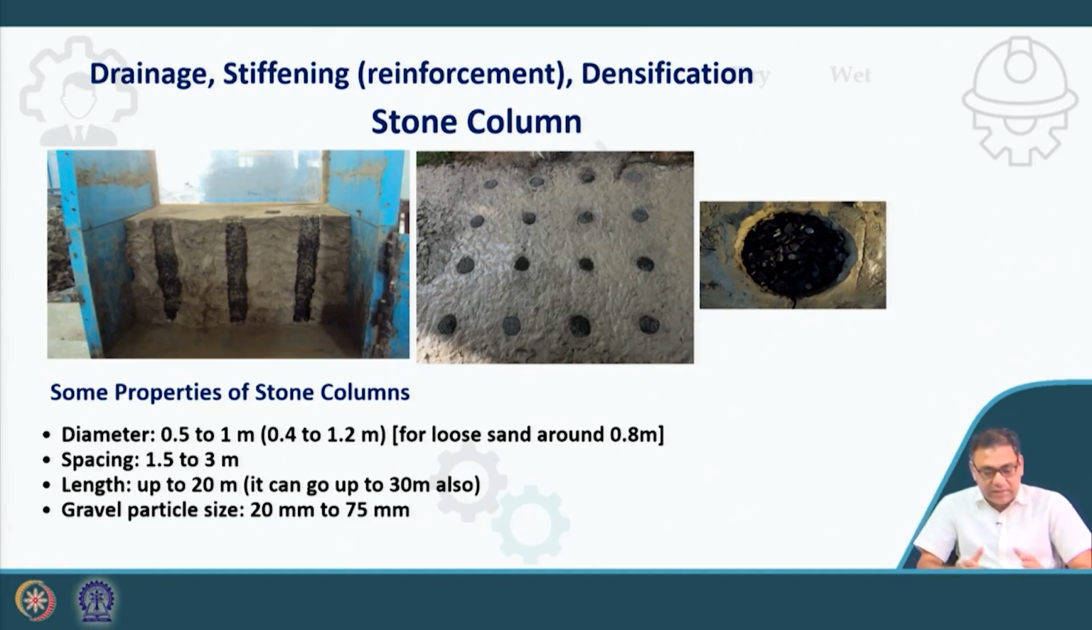This range of 0.5 to 1 depends on the type of soil. For loose sand it is around 0.8 meter. The spacing is generally 1.5 meter to 3 meter, so this is the grid spacing. The length can go up to 20 meter, but in some cases up to 30 meter depending upon its use. Now, particle size: these stones are inserted into the ground, and the gravel particle size is 20 mm to 75 mm.